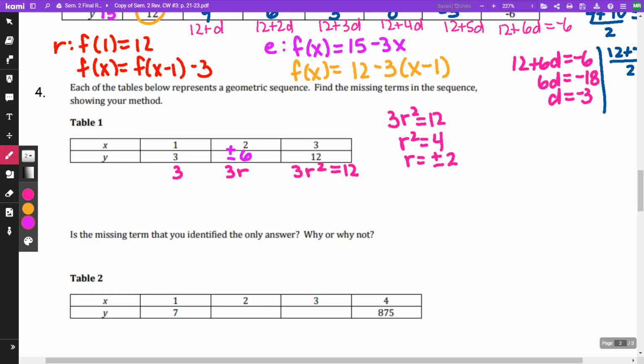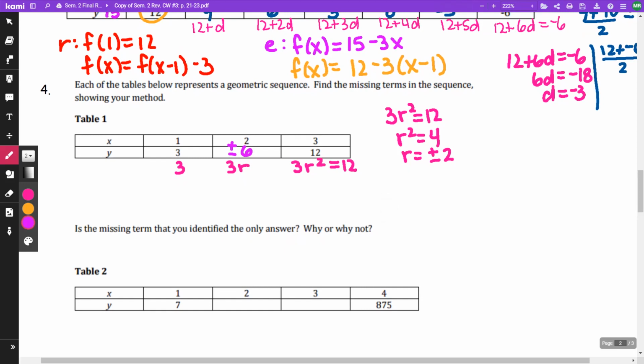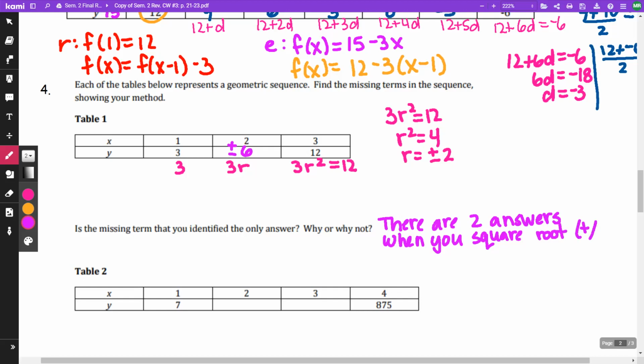Now, in this case, it only asked us to find the missing terms. And here it says, is the missing term that you identify the only answer? Why or why not? So there are 2 answers. When you square root, you get a positive and a negative. So we got more than one answer.